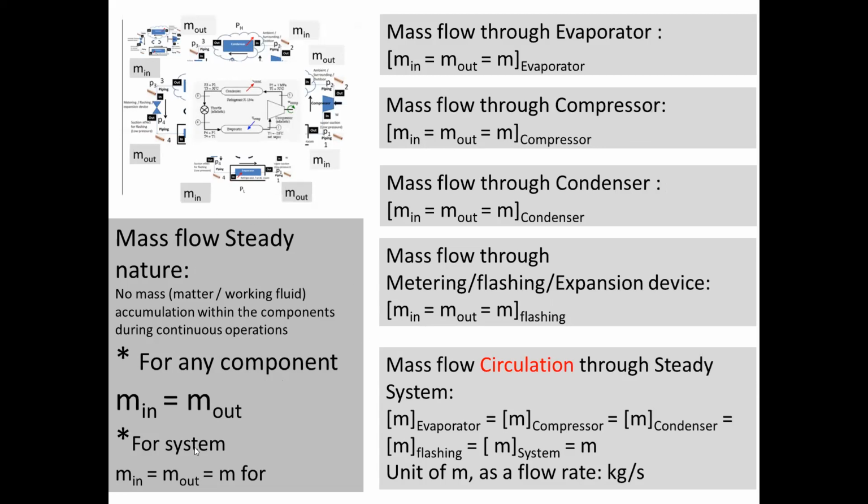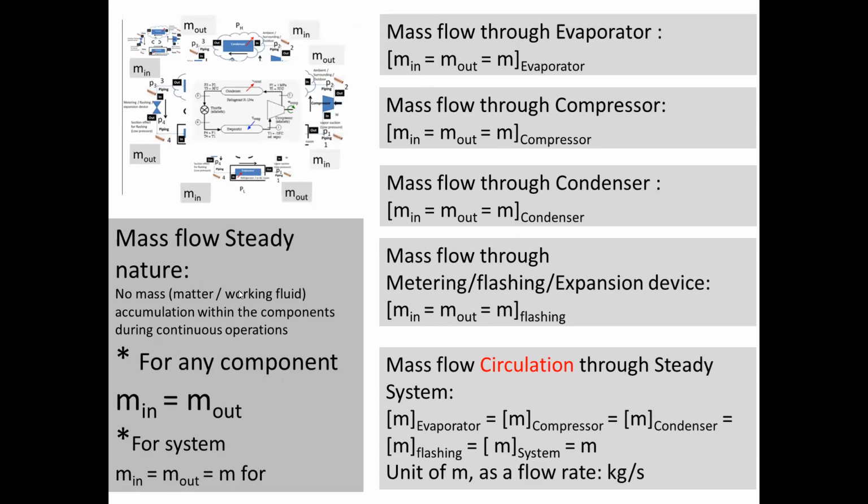So for the system, M in equals M out equals M. That's why for the evaporator, M in equals M out equals M. Compression, M in, M out is M. Condenser, M in is M out equals M. The same M for steady nature.